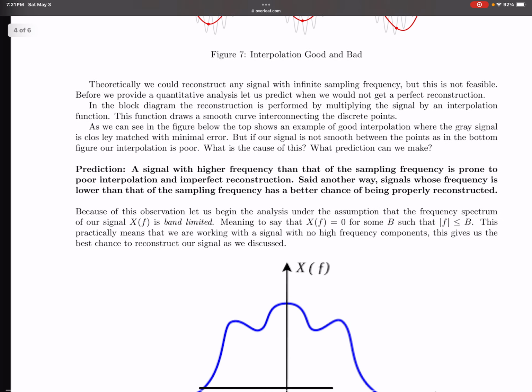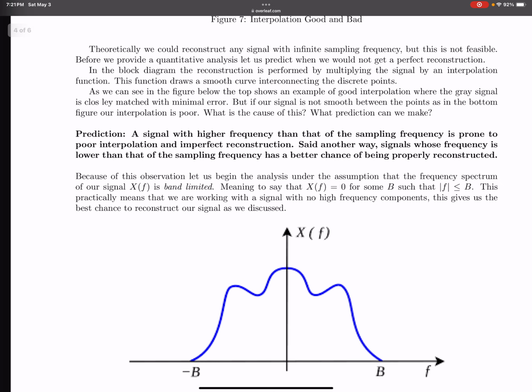So let's put together these points of view and start thinking about the analysis. Theoretically, we can reconstruct any signal with an infinite sampling frequency. But obviously, this is not useful. This is not feasible, right? So let's make some predictions of times where we wouldn't get perfect reconstruction.